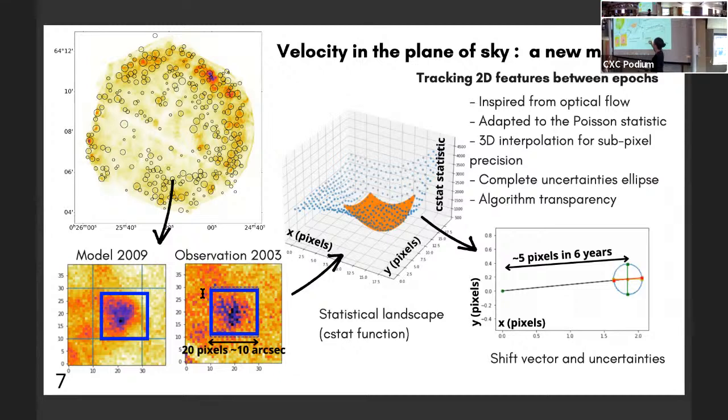For this, we use a statistic, and we obtain a landscape of statistics, and the minimum in this landscape corresponds to the best match. And we deduce the shift and the velocity in two dimensions. And we deduce this with subpixel precision because we do 2D interpolation, and with a complete uncertainty ellipse. And the algorithm is not a black box because I wrote it.